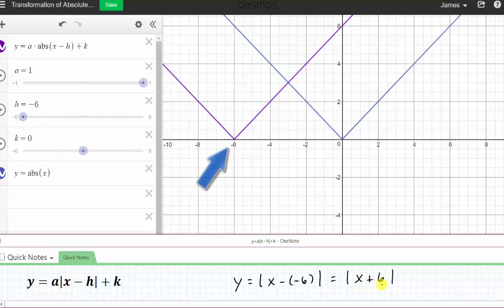And this should make sense because notice how when x is negative 6, the ordered pair here at the vertex is negative 6 comma 0.